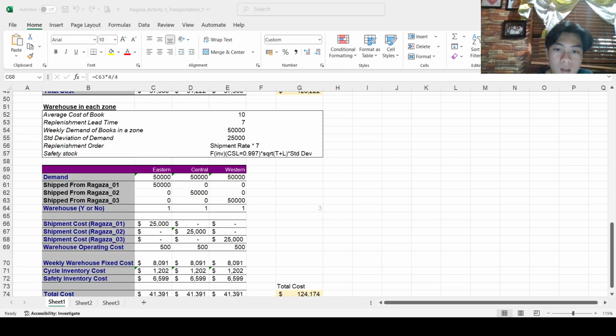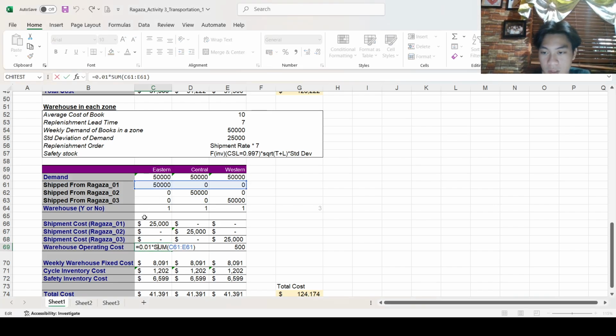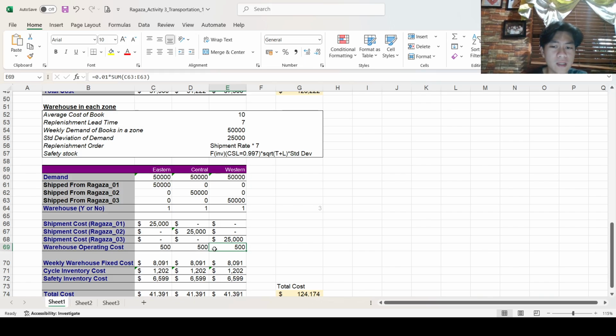Yeah. So their operating cost from the warehouse, which is now 500 as obtained from this formula, which is by getting the 0.01 times the sum of the ship demand from the eastern region part, which results in 500. And then this one for the central part, and then this one for the western part, which gets the 500 operating costs in warehouse in each region respectively.